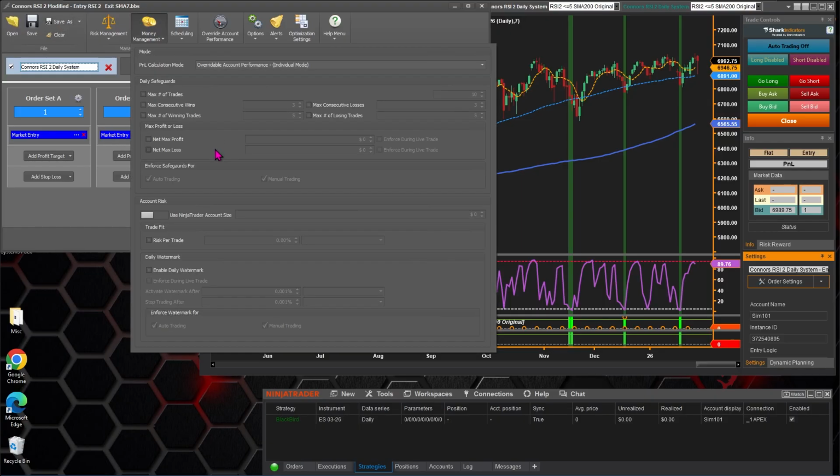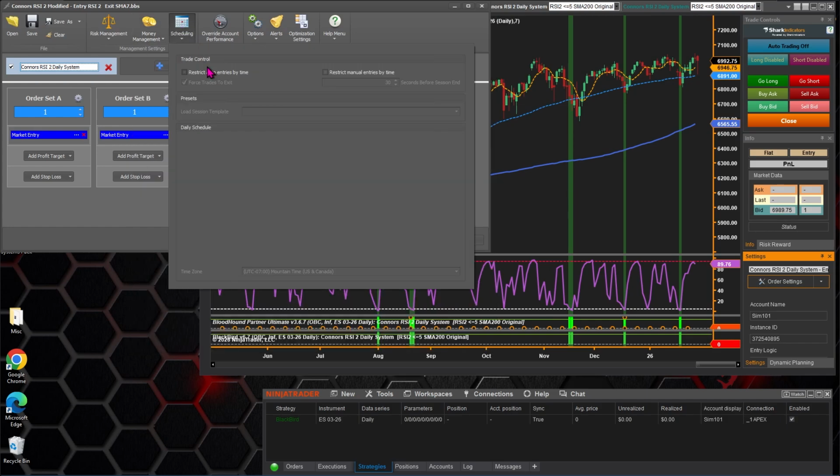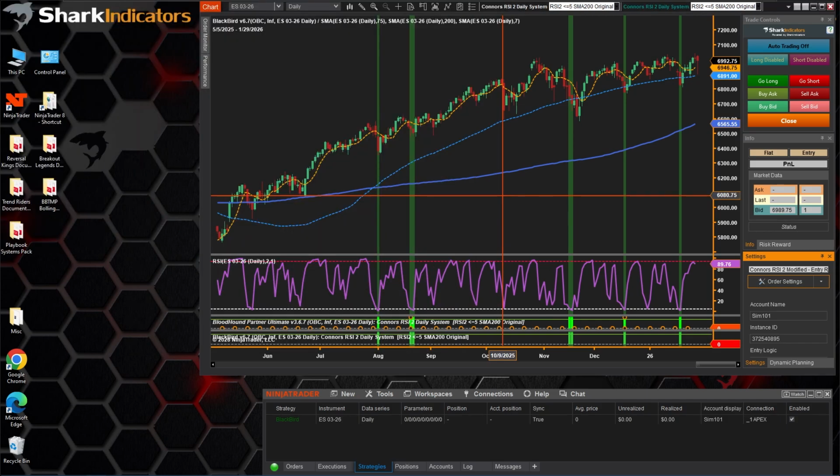There's no money management for this. The money management is for daily charts, so this is a pretty simple, straightforward system. Since we're trading on daily charts, there's no money management there, and there's also no scheduling either, because scheduling is for intraday charts. All right, that concludes the Connors RSI 2 system.